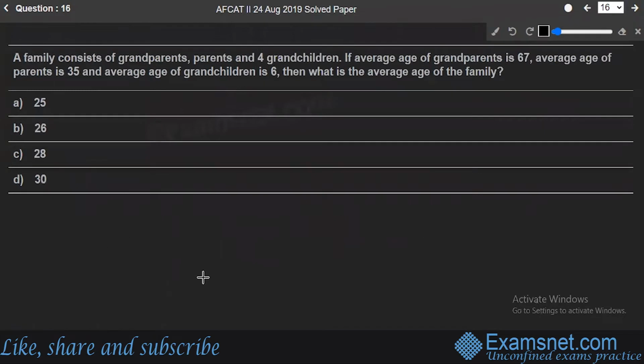Question number 16. A family consists of grandparents, parents, and 4 grandchildren. If the average age of grandparents is 67, average age of parents is 35, average age of grandchildren is 6, then what is the average age of the family? So let's pick up. First of all, you're having three groups over here. We are dealing with grandparents, then parents, and then grandchildren. Right? These are the three objects we are talking about in the question.